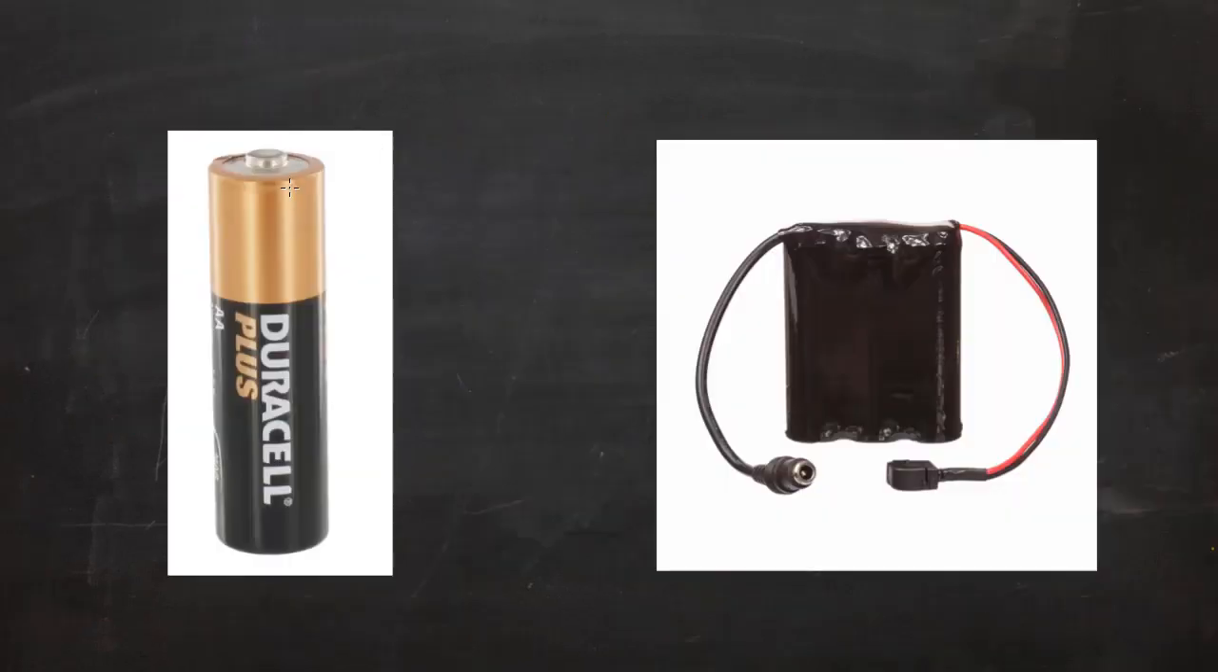So here is a picture of a single cell battery. And here on the right, although it's covered, it seems like we have three of these, right? So what do I call this? This is a three cell battery.